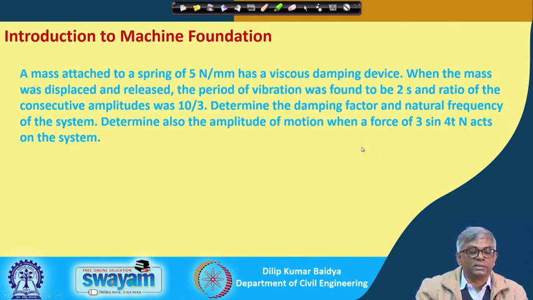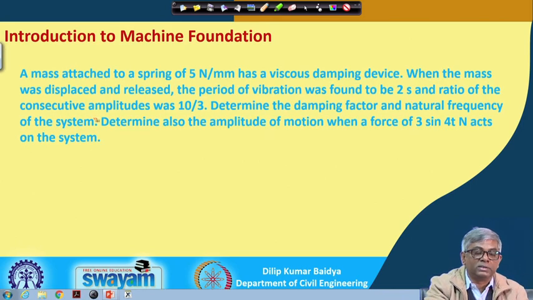You can see a mass attached to a spring of 5 Newton per millimeter has a viscous damping device, and when the mass was displaced and released, the period of vibration was found to be 2 seconds, and the ratio of the consecutive amplitude was 10 by 3. Determine the damping factor and natural frequency of the system. Determine also the amplitude of motion when a force 3 sin 4t acts on the system.